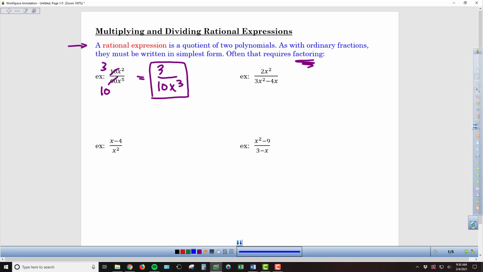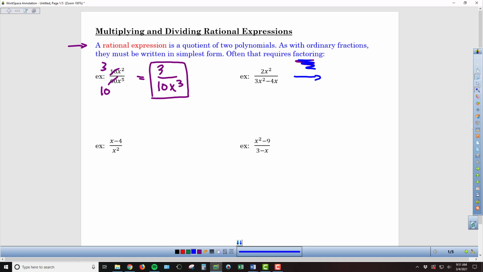In the second example, we might be tempted to see those x squareds and want to reduce those, but we can't. One of the rules for reducing rational expressions is that you cannot cross cancel, you cannot reduce things that are connected by addition or subtraction to other terms. You can only reduce things that are connected by multiplication. And so that's why we're going to have to engage in factoring for these types of expressions.